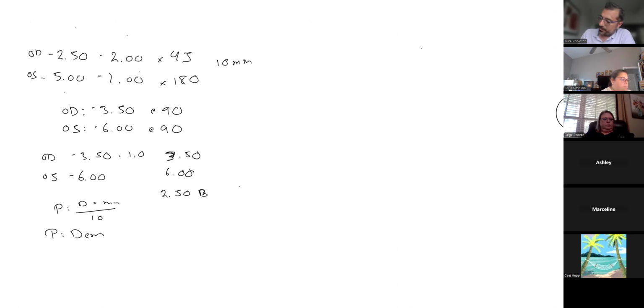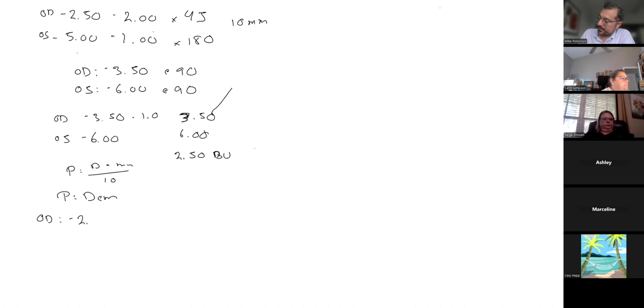I totally forgot to put the reading add on here too. I am not on top of it. I'm so sorry. We'll do a couple better ones. And then this would be 2.5 base up if we were doing the slab-off. And then OS would just be the same.